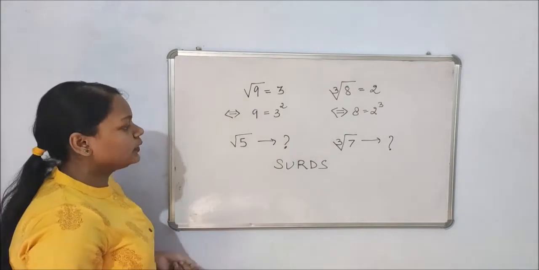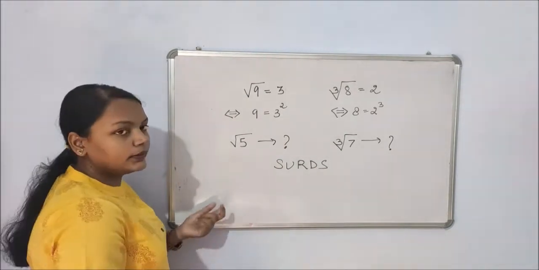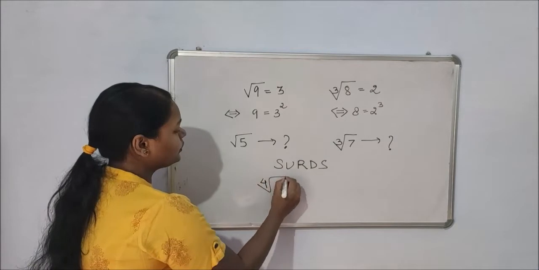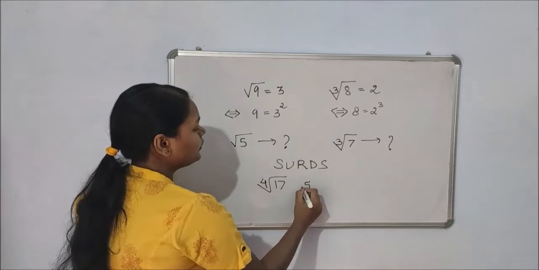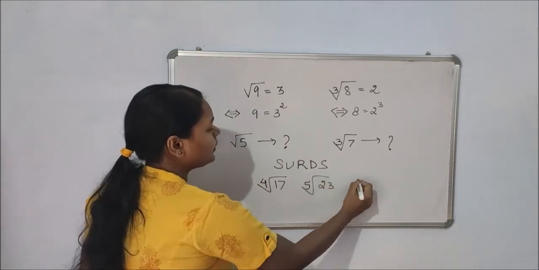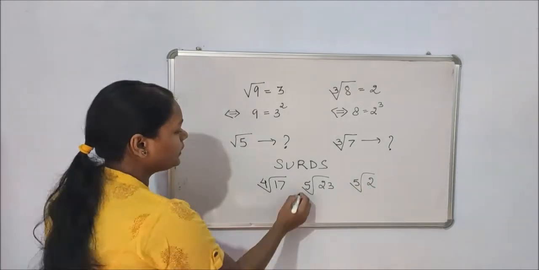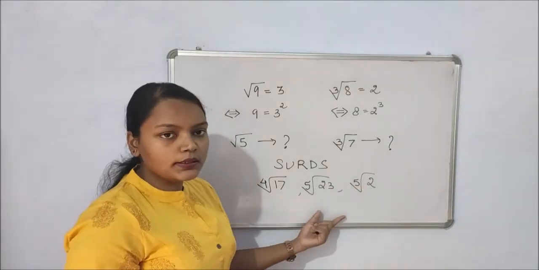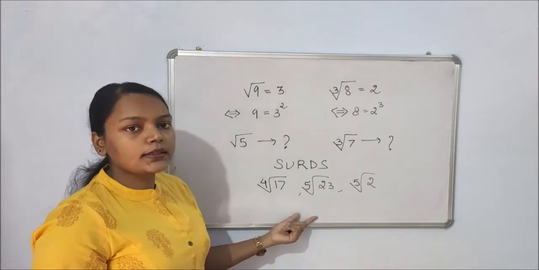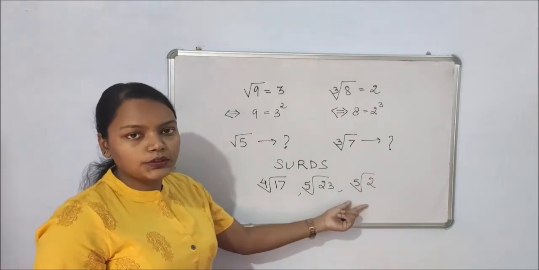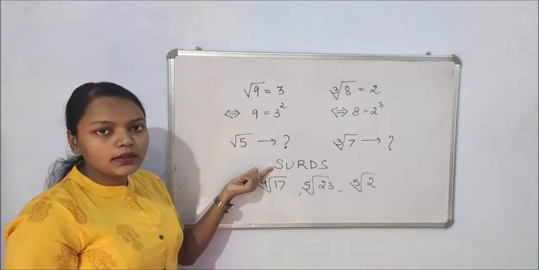Alright, let us have a look at a few more examples. Other examples include 4th root of 17, 5th root of 23, 5th root of 2 and so on. All these cannot be expressed as nth power of an integer. Hence they will be called surds.